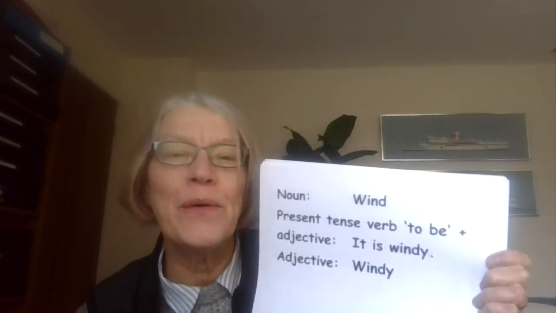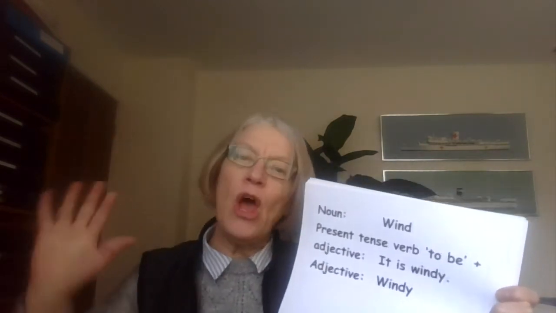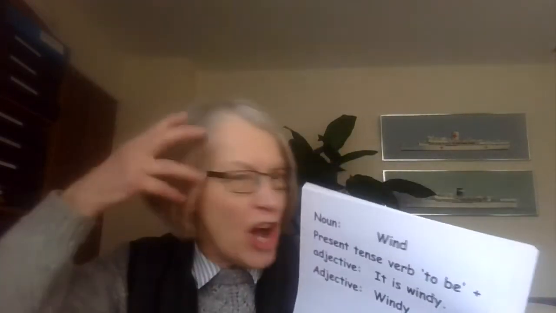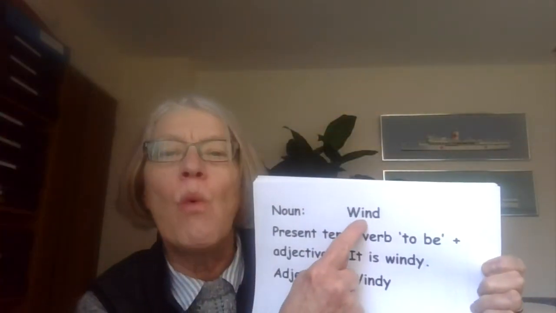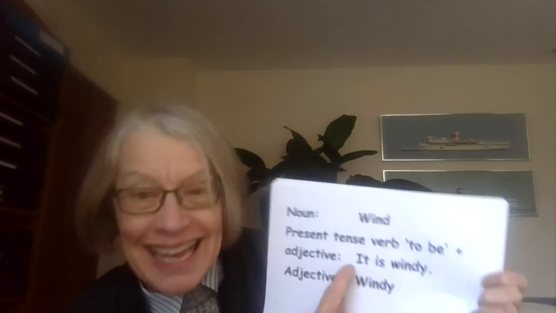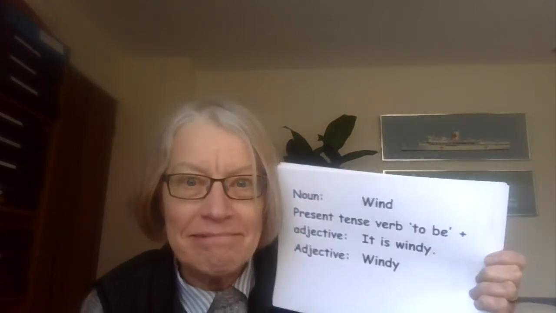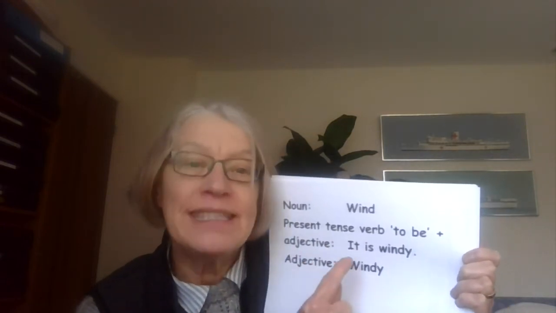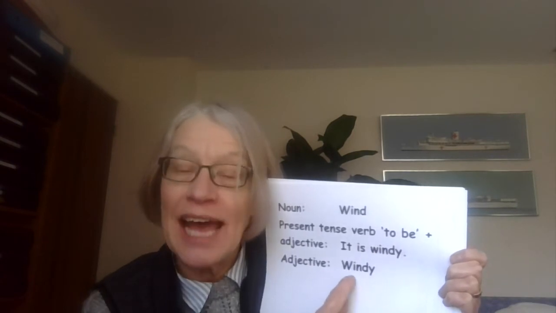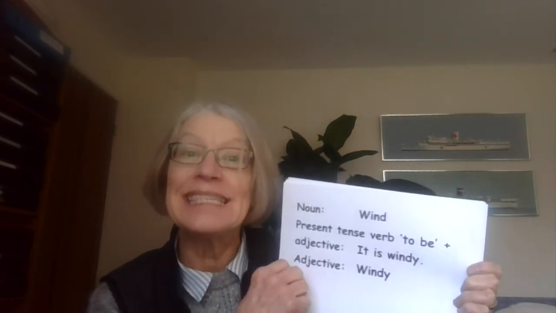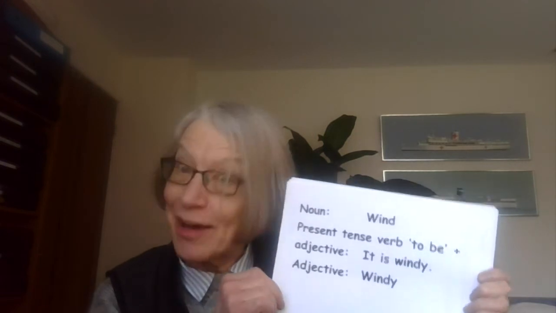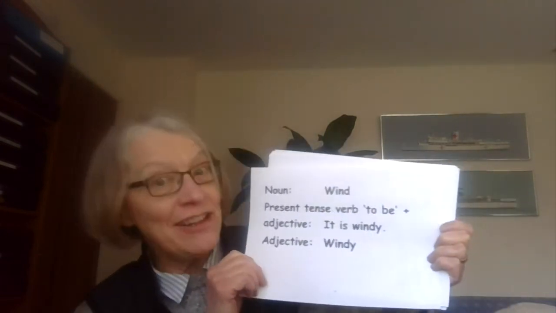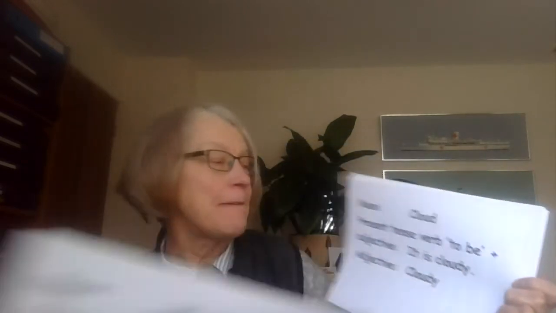This one I think you'll know. The noun is wind. When it blows, whoo, is wind. And your hair blows and your clothes blow and everything blows around. Wind. Again, we never say it is winding. Never. We say it is windy. We use the present tense of the verb to be and the adjective, which is windy. It is windy. So you have to do the past tense and the future tense, please, of it is windy.